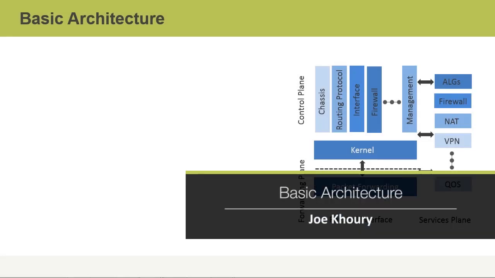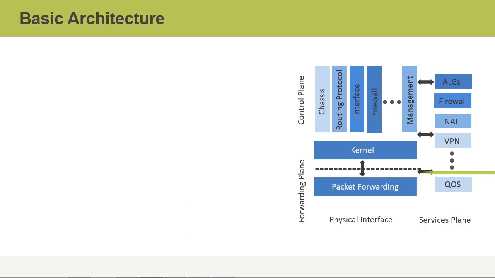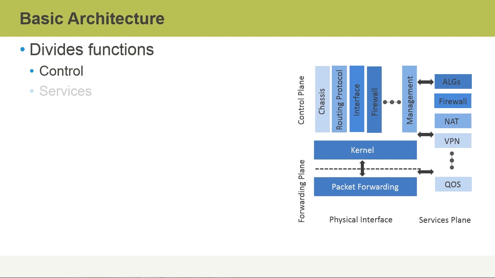Basic architecture. When Juniper engineers designed the Junos operating system, they did a number of really clever things. First, they divided the functions into three separate planes. You have the control plane, the services plane, and the forwarding plane.